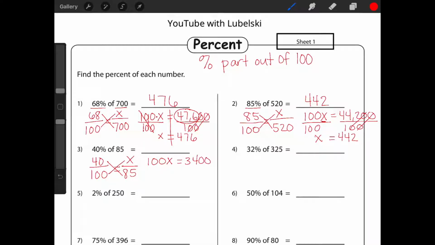Which gives me 3,400. Again, to get rid of a coefficient, so the number before x, we're going to divide it out on both sides. And I end up getting 1x is equal to, the zeros cancel out, and I'm left with just 34. So 40% of 85 is 34.